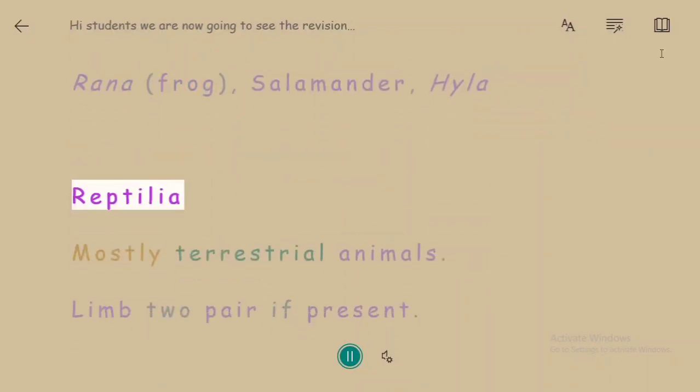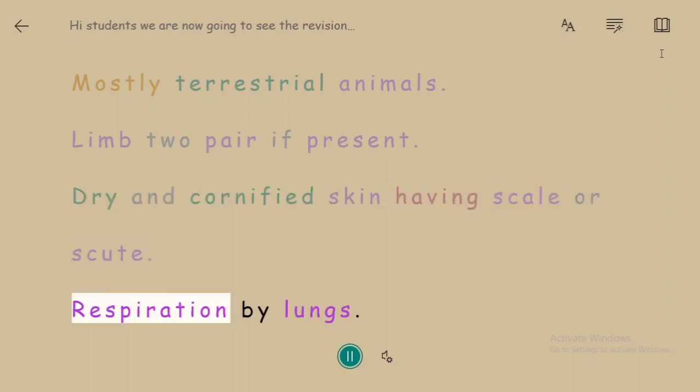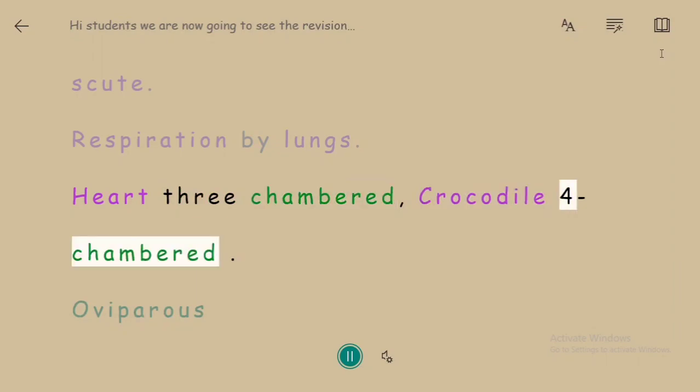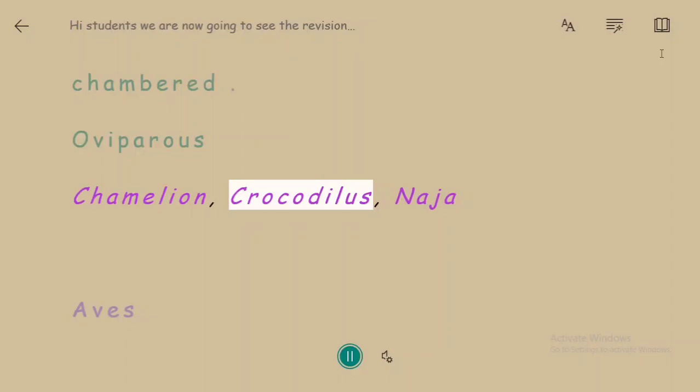Reptilia. Mostly terrestrial animals. Limbs 2 pair, if present. Dry and cornified skin having scales or scutes. Respiration by lungs. Heart 3-chambered, crocodile 4-chambered. Oviparous. Examples: Chameleon, Crocodilus, Naja.